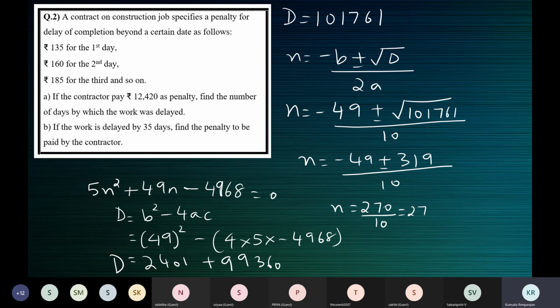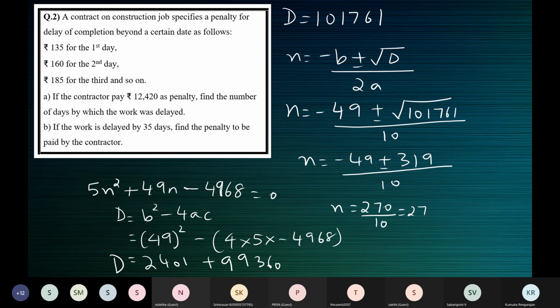Correct. Let me hear from others also. Who else wants to say? I heard many voices earlier. Please try now. A35 is the penalty for the 35th day, ma'am. S35 is the sum of the penalties for all the 35 days, ma'am, from the first day to the 35th day. Very good.